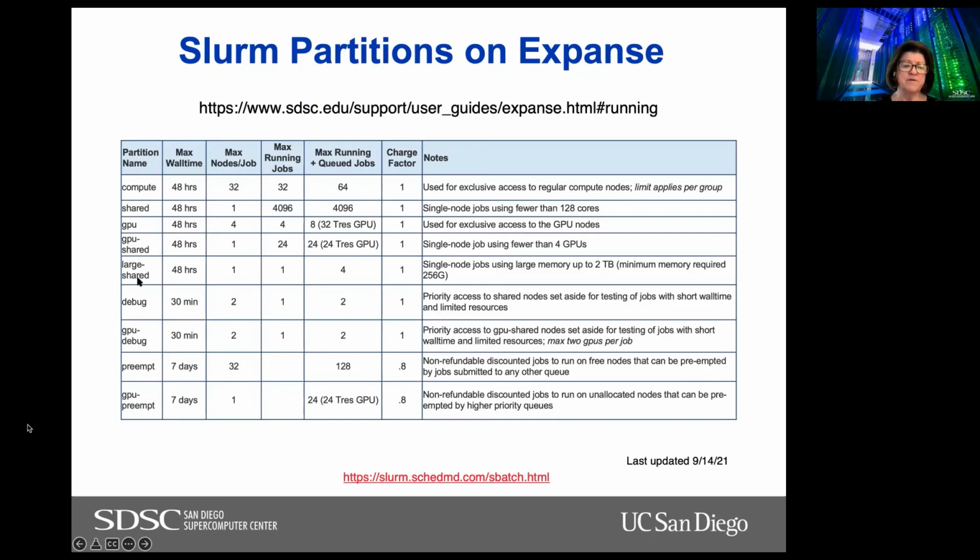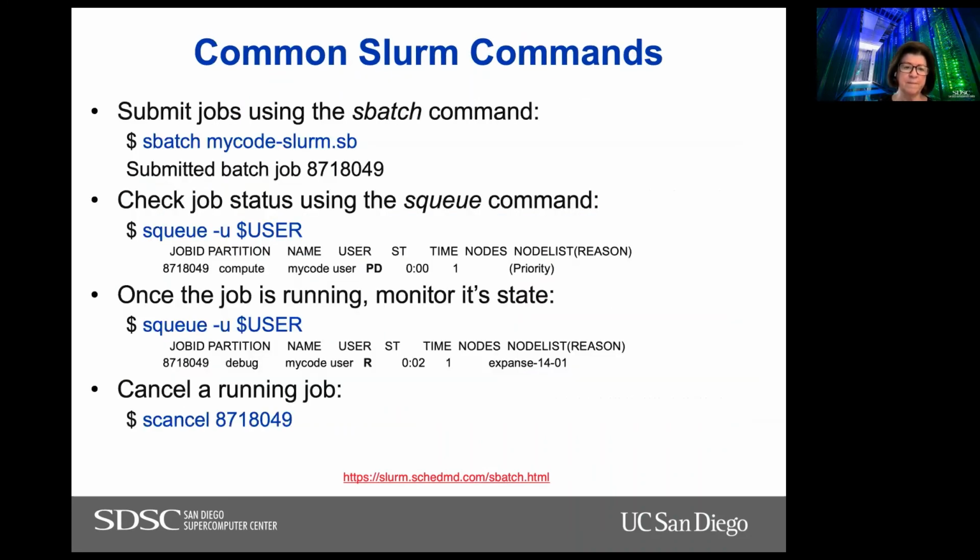This is a list of what we call the partitions. We define the partitions to be compute or shared for the CPU or the GPU, and large memory. There's a debug queue, which has a 30-minute limit. The maximum number of nodes is 2, but it's a great quick turnaround for you to test your code. So make sure when you're doing testing and then going into running jobs, you know what queue you're in, what partition you're picking.